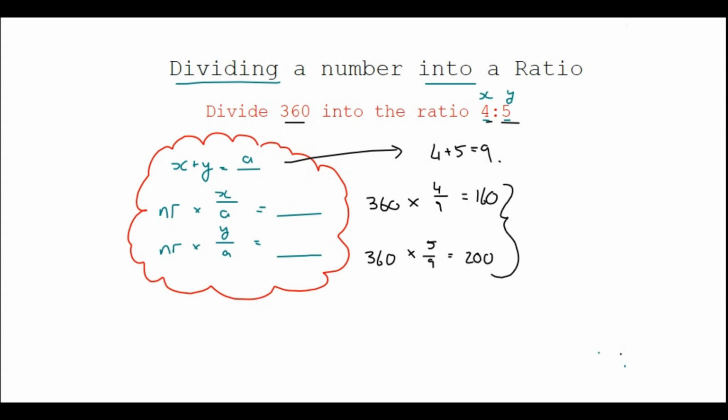Now, very, very important, you need to test this. You need to add them together. Okay, so what we've done is we've broken 360 up into two numbers, 160 and 200. And if you add them together, they have to give you 360. If it does, you've done it right. Okay, so in summary, when you see divide into a ratio, please follow steps 1, 2, and 3 over there.